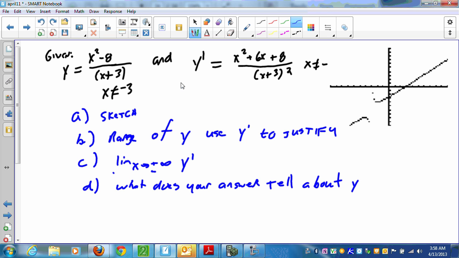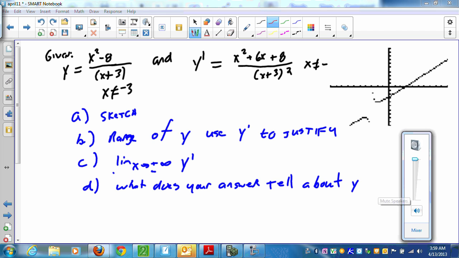Alright, let's look at the first free response question here. You got the equation given to you and its derivative given to you. And the first part they want you to sketch on the window. So it's just a matter of looking at the graph in your calculator and sketching a few key points. I would like to highlight just a couple of the points that are important.